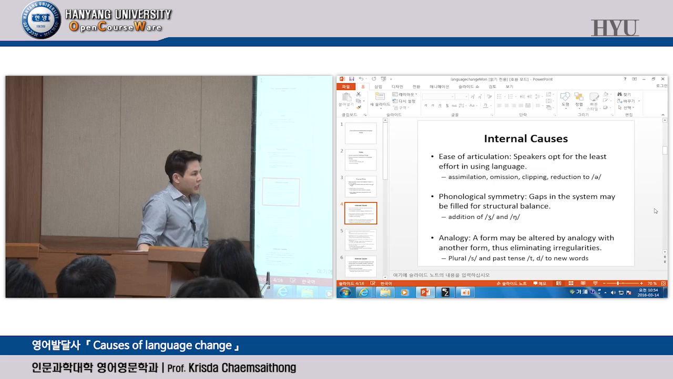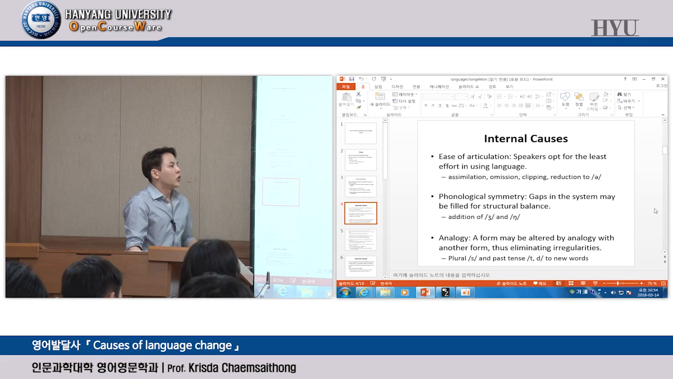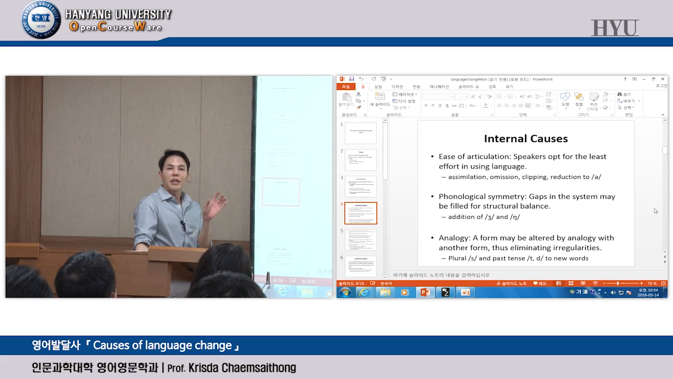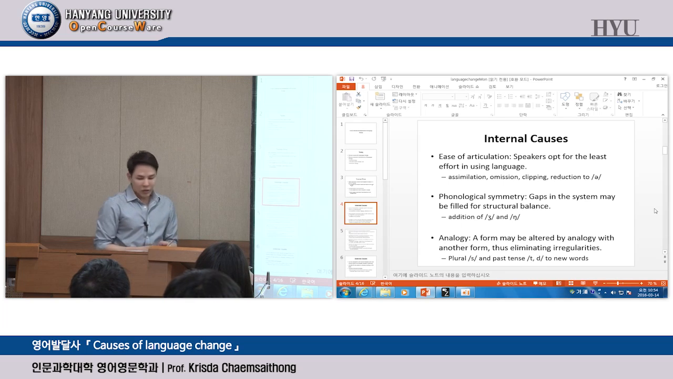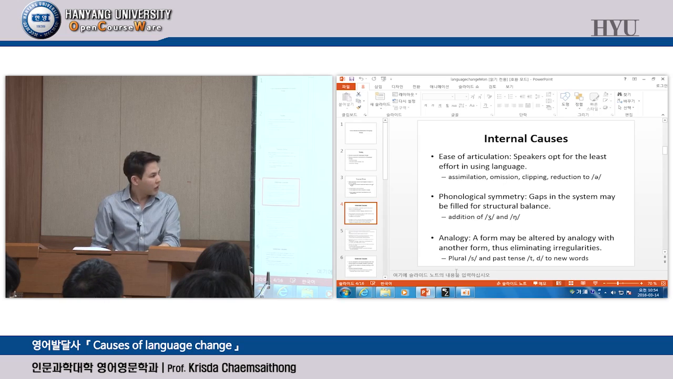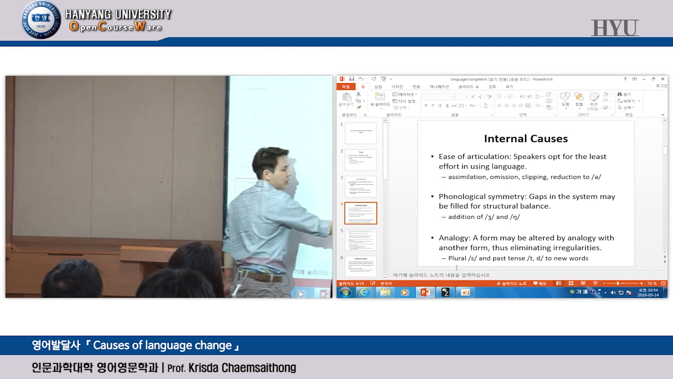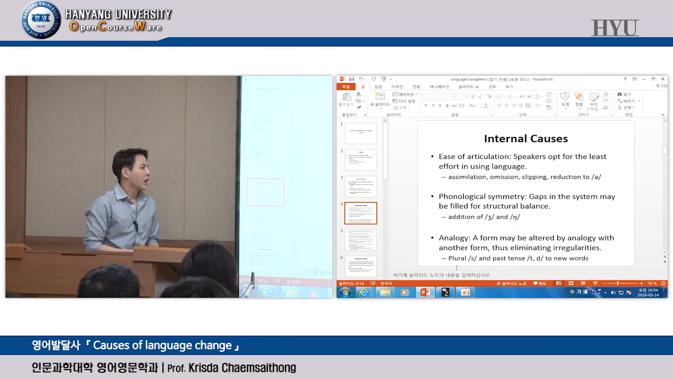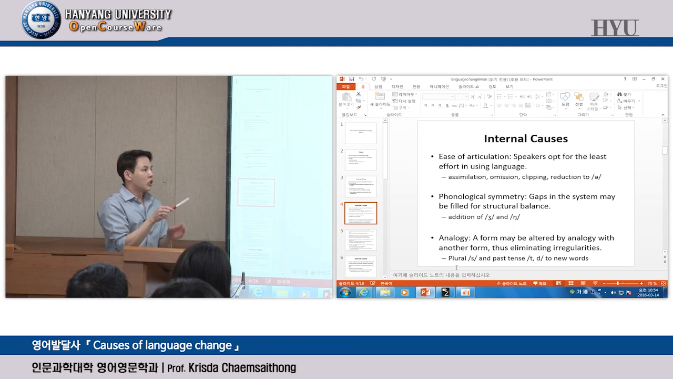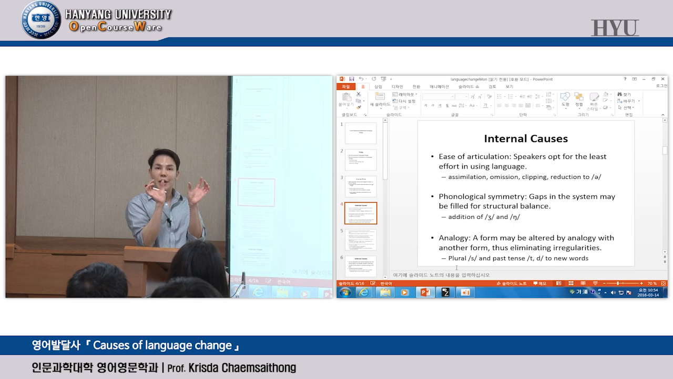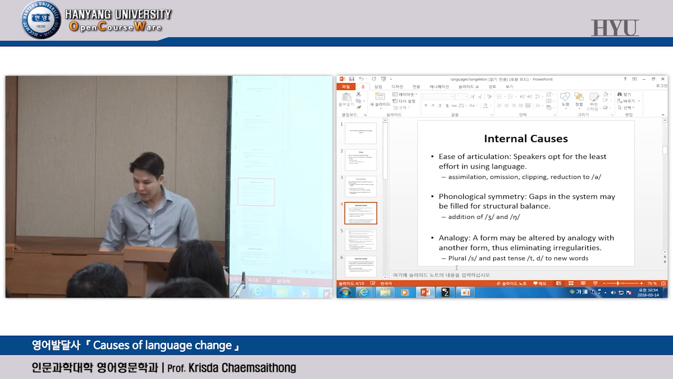The second process is called phonological symmetry, right? So you tend to fill the gaps in the system, for structural balance. For example, in Old English, you don't have this sound, the j sound. And you don't have n with a tail. You don't have n with a tail. So these are at least two gaps in the system, right?